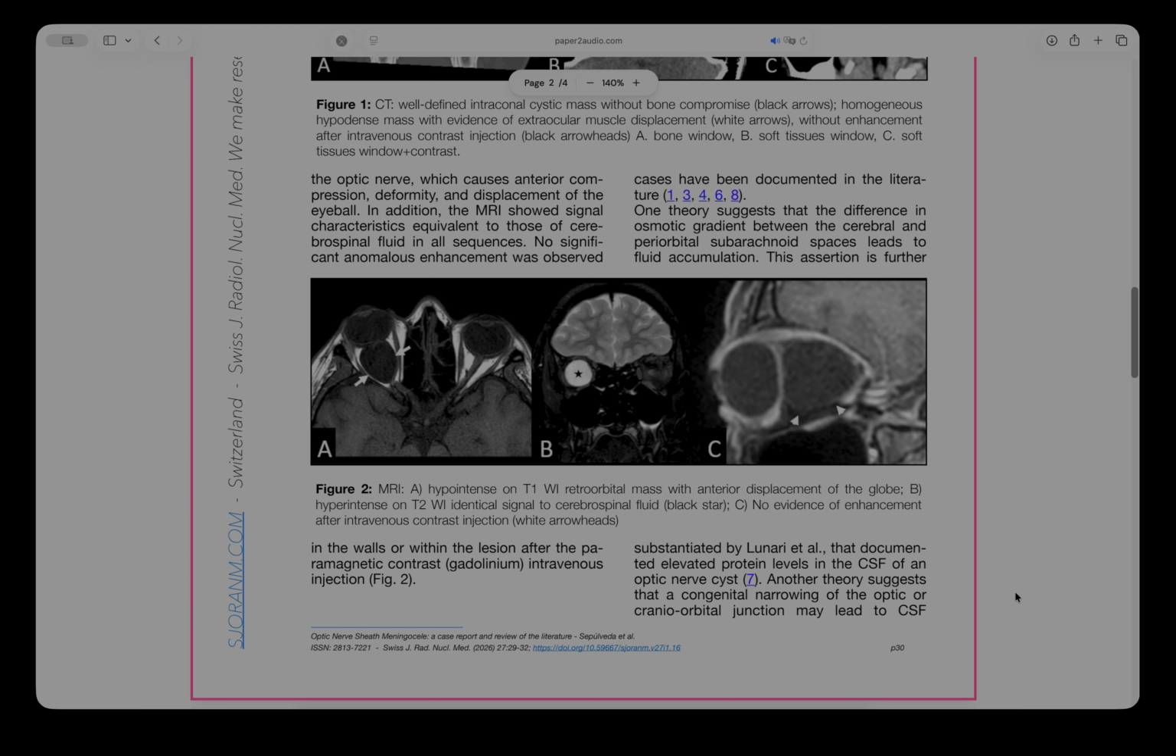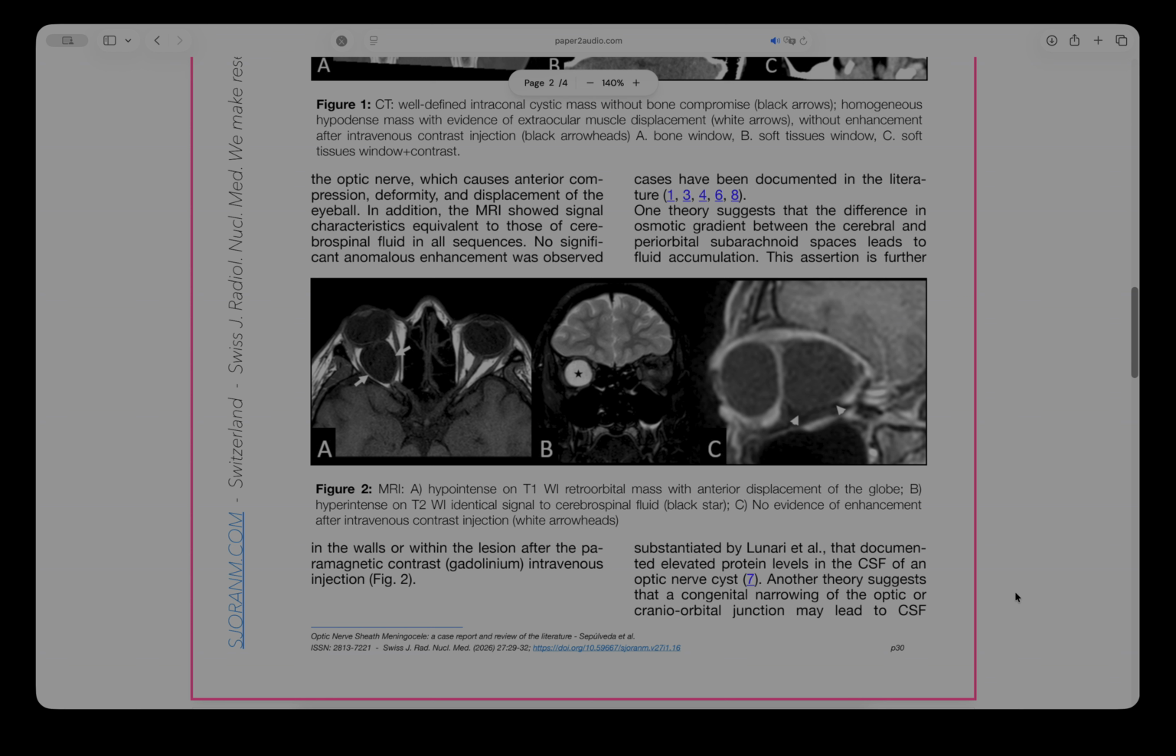One theory suggests that the difference in osmotic gradient between the cerebral and periorbital subarachnoid spaces leads to fluid accumulation. No enhancement was seen in the walls or within the lesion after the paramagnetic contrast, gadolinium, intravenous injection, Fig. 2. This assertion is further substantiated by Lunari et al., who documented elevated protein levels in the CSF of an optic nerve cyst. Another theory suggests that a congenital narrowing of the optic or cranio-orbital junction may lead to CSF accumulation in the perioptic subarachnoid space.